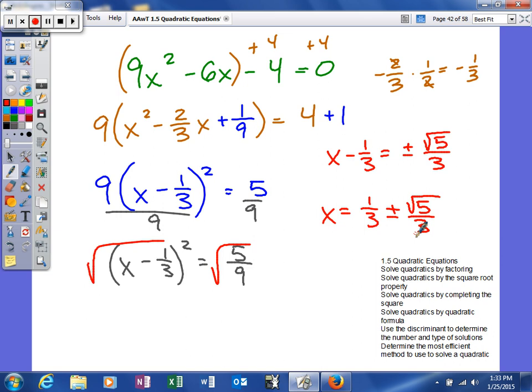So again, as you can see, that's us solving this nice little quadratic using completing the square. It works every single time, so good to know.